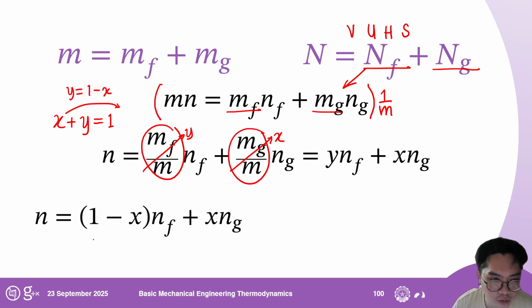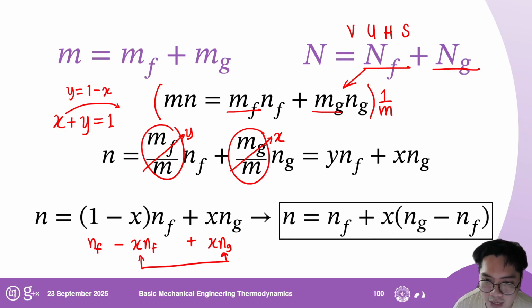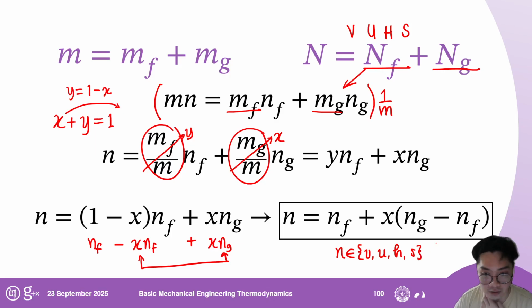Finally, what we will do is expand nf minus x times nf plus x times ng. And what you will see is that these two terms in here have a common factor of x. And at that point, we will arrive at our equation, our formula, right? This n, you can replace with anything from V, from U, from H, all the way to S. You can replace this with those four properties. And therefore, we will have four versions of the same thing.